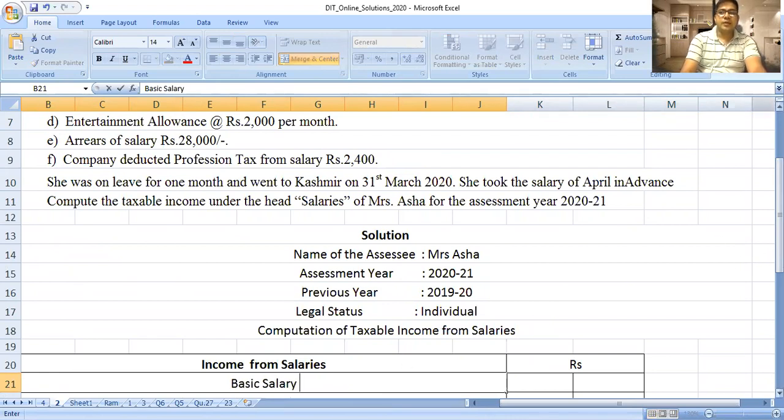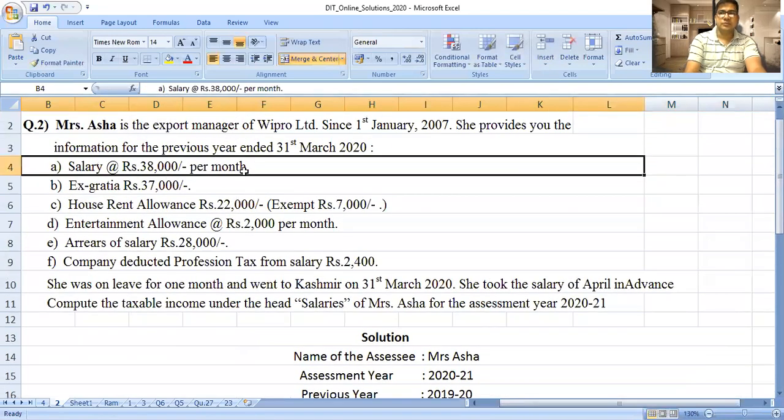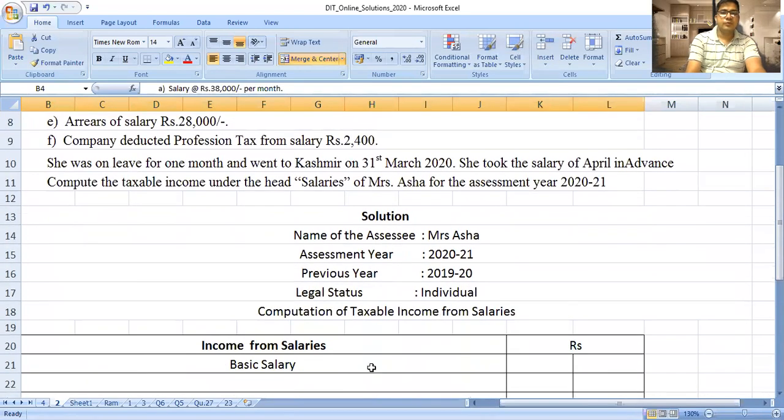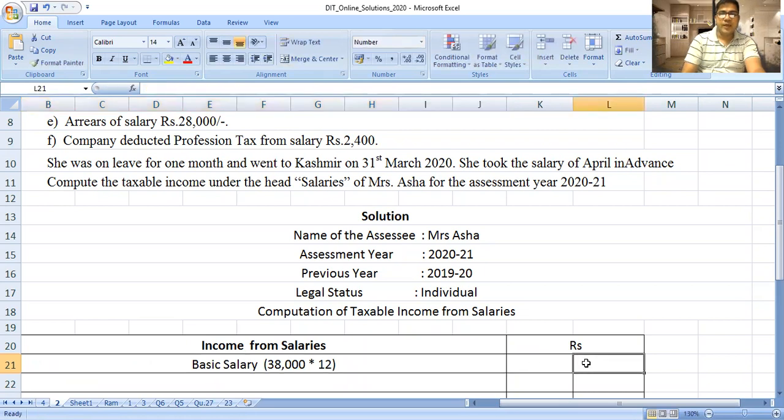It says that she receives 38,000 per month as a salary. So we have to write here 38,000 into 12, 12 months salary. Use your calculator and find out the value of basic salary.